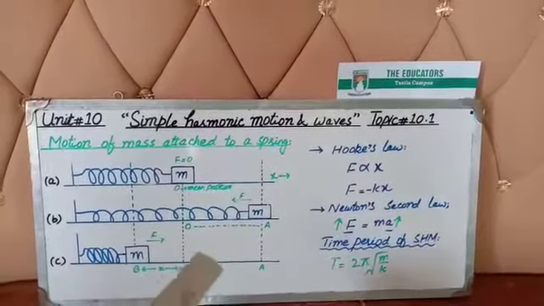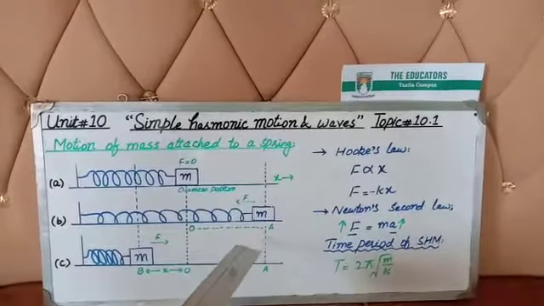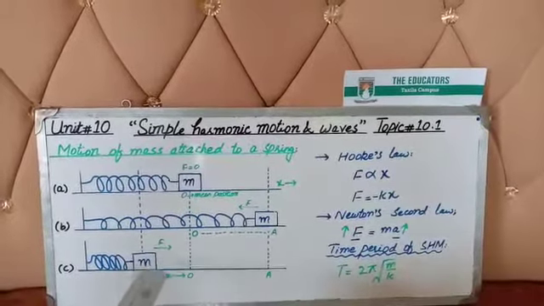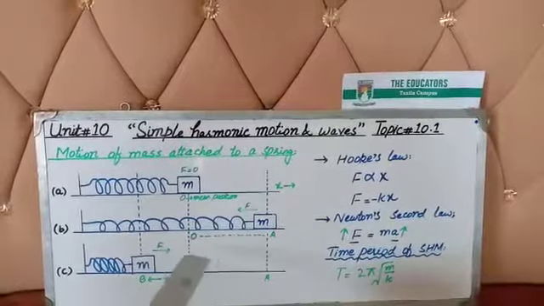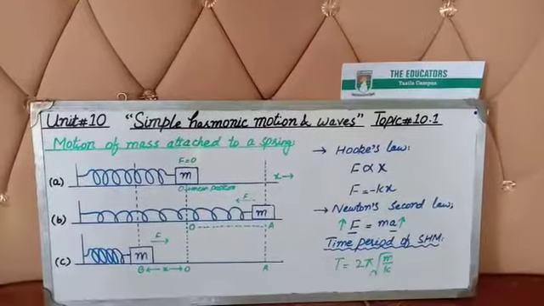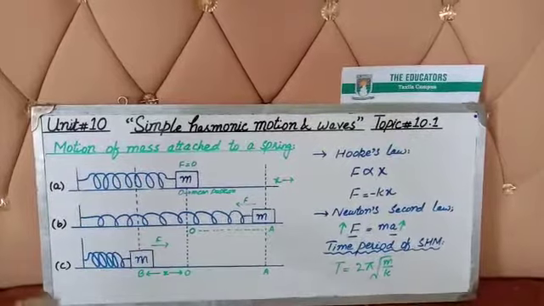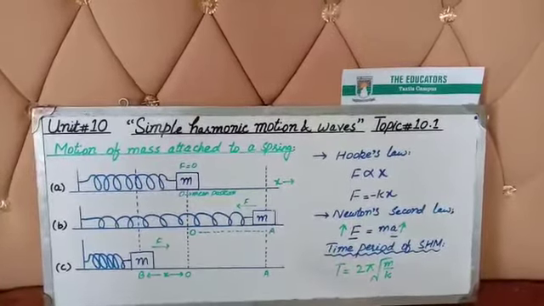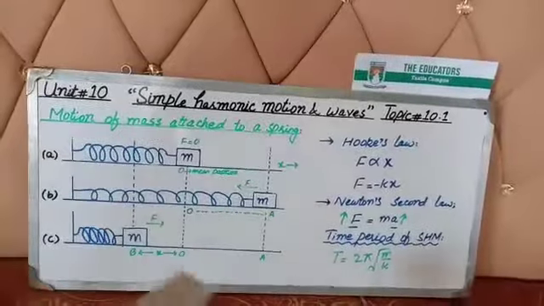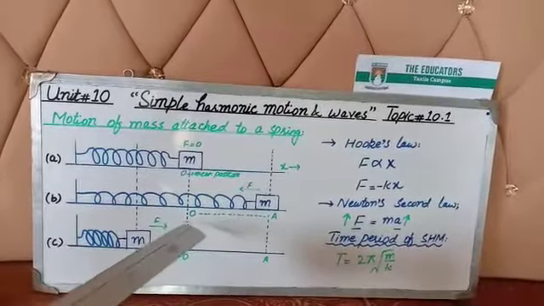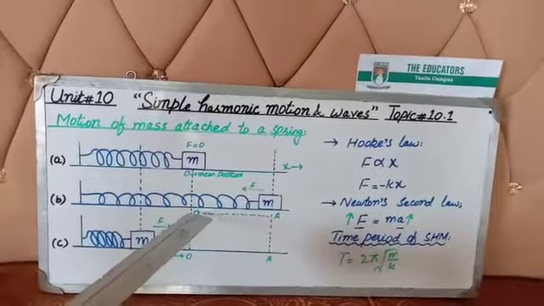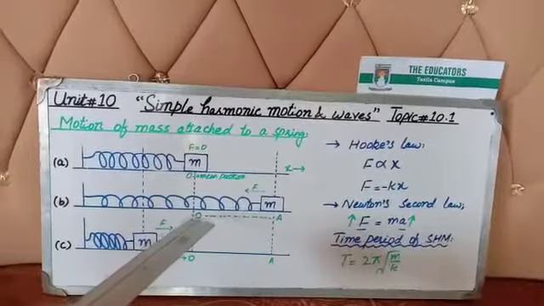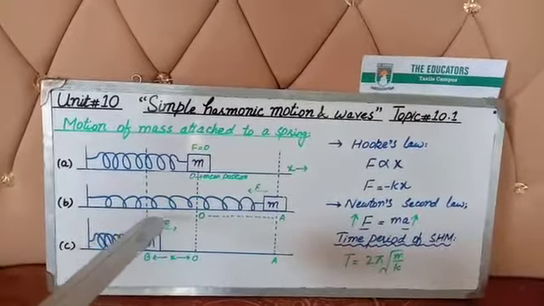But when we release this mass, due to the restoring force, the mass will move about the mean position. It will move towards the mean position. It will move toward the mean position due to the force, and that force is basically a restoring force. And when the mass moves toward the position O, its speed will increase, and when it moves away from the position O or the mean position, its speed will decrease.